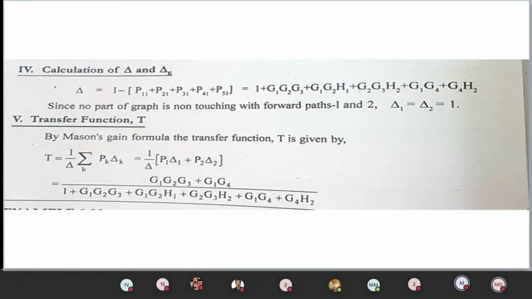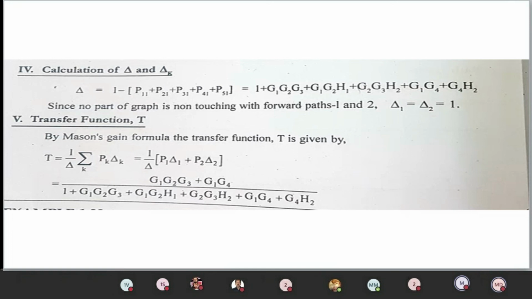Now calculation of del: 1 minus sum of loop gains, add all the 5 loop gains, since there are no non-touching loops. Del 1 and del 2 are 1. The reason is no part of the graph is not touching forward path 1 and 2. All the loops are present in both the forward path 1 and 2.